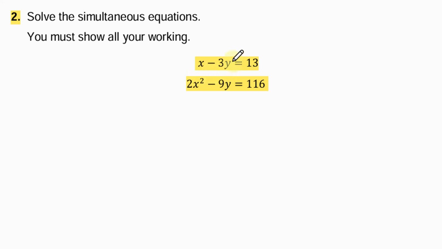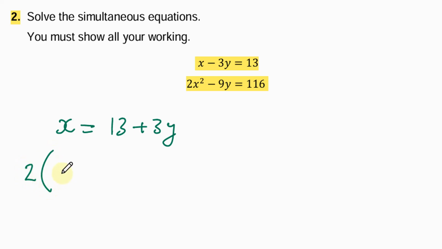So, for example, if we had to make y the subject in the first equation here, we'll end up with a fraction. If we make either x or y the subject in the second equation, we will also end up with a fraction. So what we're going to do instead is make x the subject of the formula in the first equation here. So x minus 3y equals 13 will give us x equals 13 plus 3y. Now we're going to substitute this into the second equation.